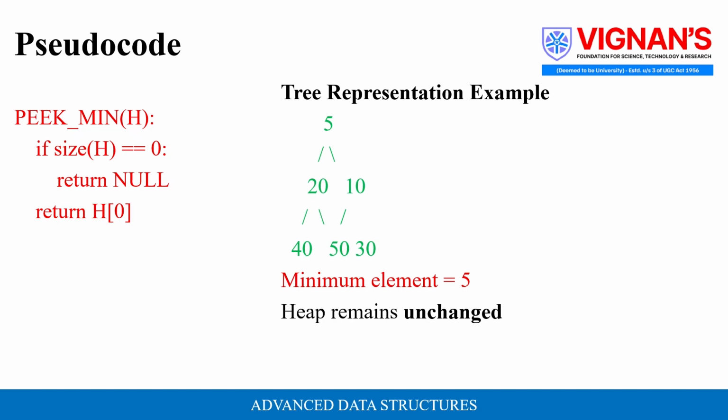Tree representation example. The root node contains 5. Its children are 20 and 10. Node 20 has children 40 and 50. And node 10 has a child 30. The minimum element is 5. After the peek operation, the heap remains unchanged. This completes the peek operation in a min heap.